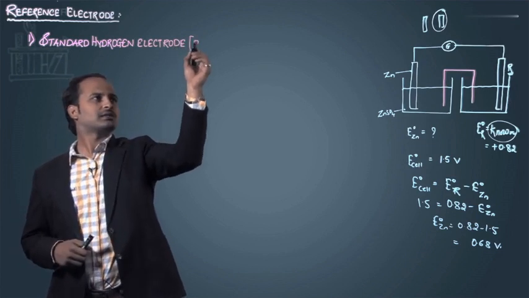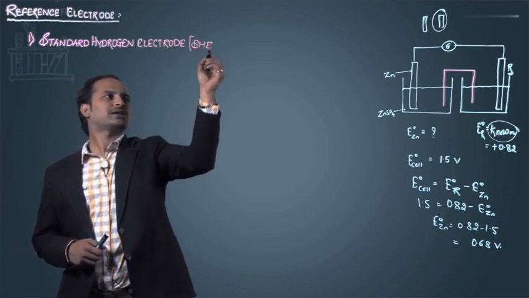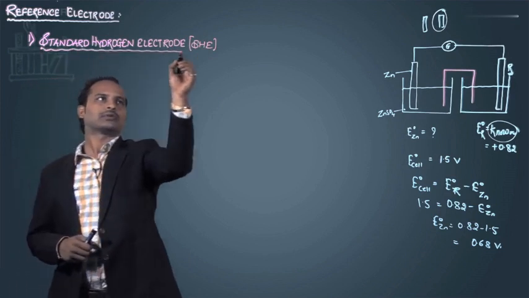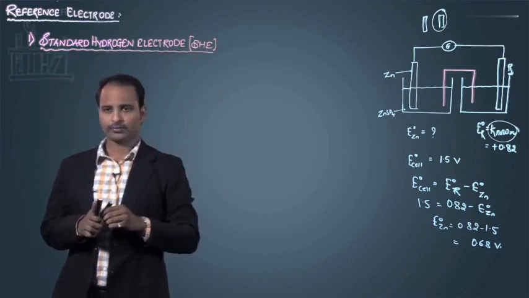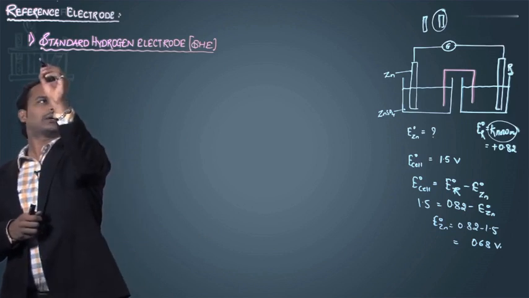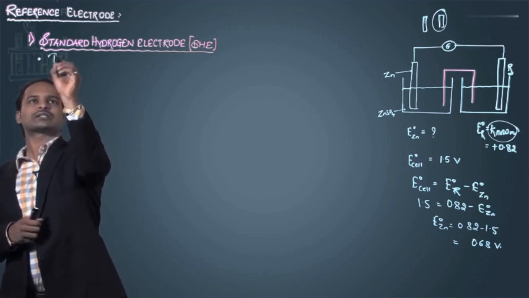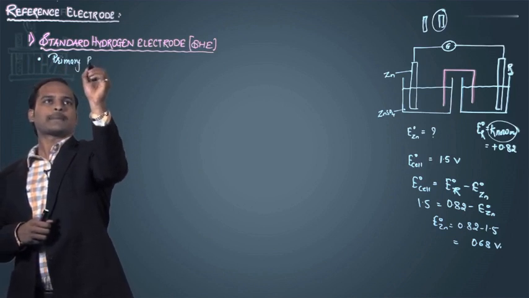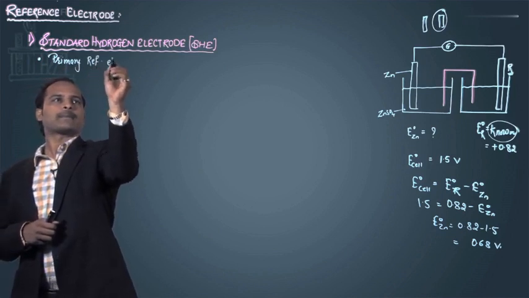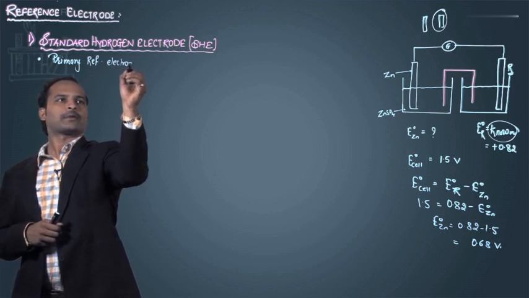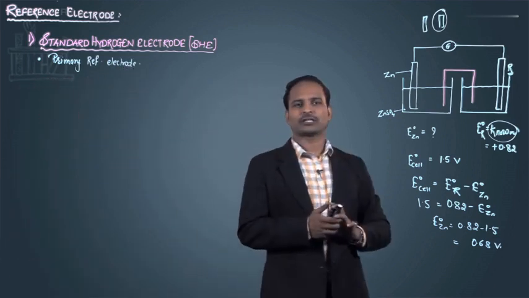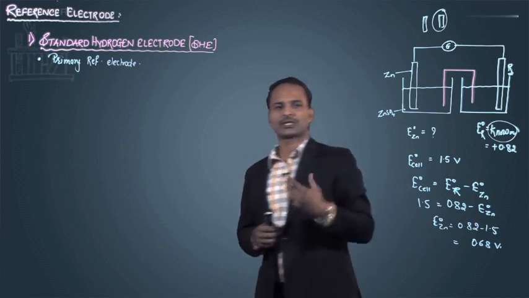That is SHE, standard hydrogen electrode. The standard hydrogen electrode, that is the SHE electrode, is considered a primary reference electrode. Now, what is a primary reference electrode? A primary reference electrode is an electrode whose potential is just assumed.